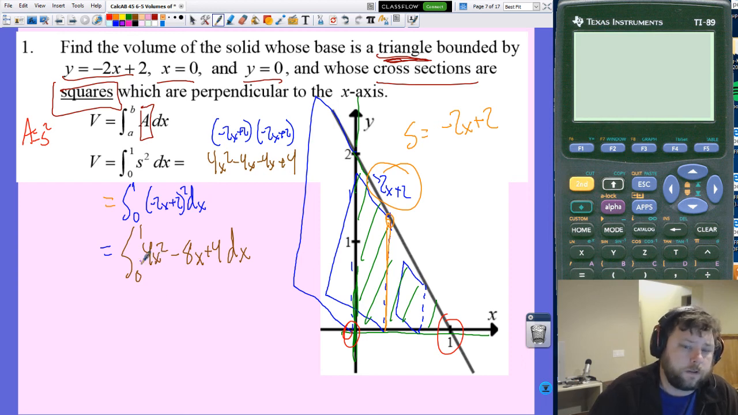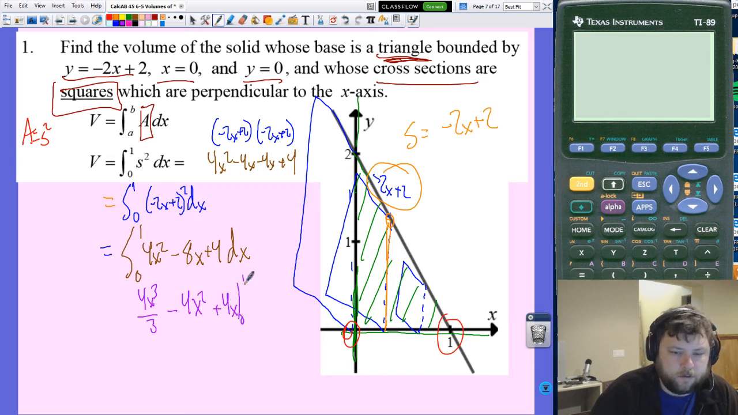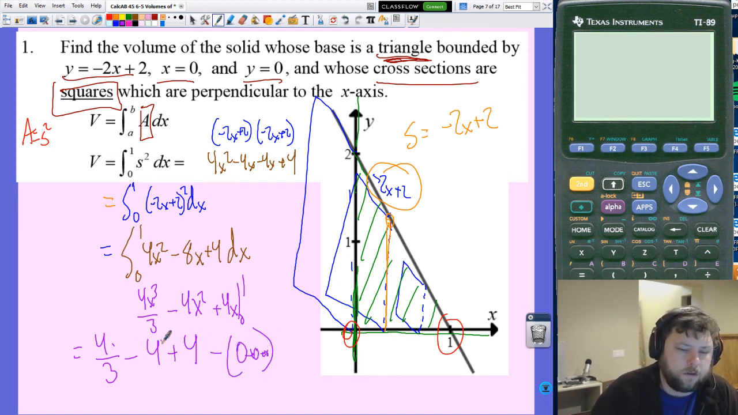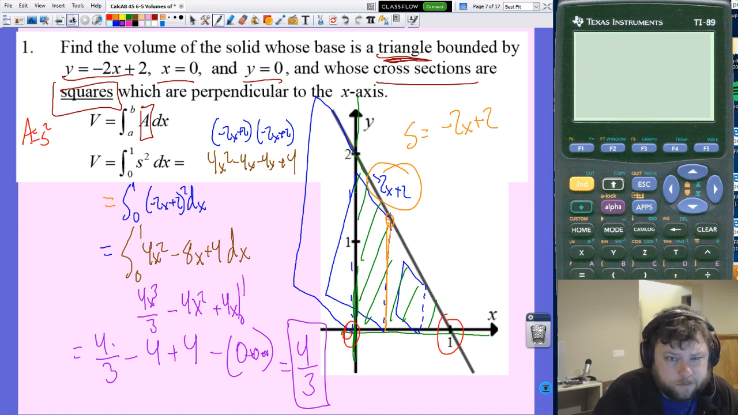And you can go from there. So it's going to be 4x cubed over 3 minus 8x squared over 2, which is minus 4x squared, plus 4x from 0 to 1. So plugging in the 1 would be 4 times 1 over 3, so 4 over 3, minus 4 times 1, minus 4, plus 4. And then when you plug in the 0, it's just minus 0 for everything. So these cancel out. Minus 4 plus 4, so my answer is actually 4/3. All right. A lot of work sometimes, but there you go.